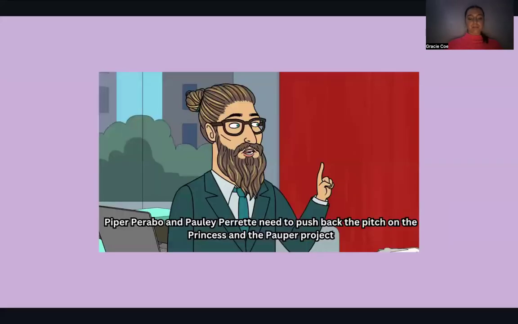Piper Parabo y Polly Perrette necesitan preparar paparazzis para su próximo proyecto.